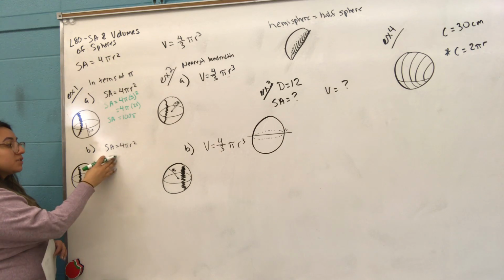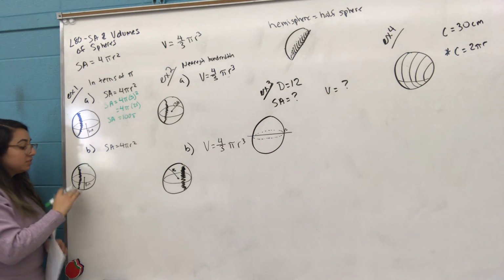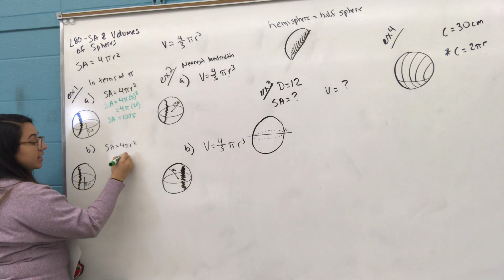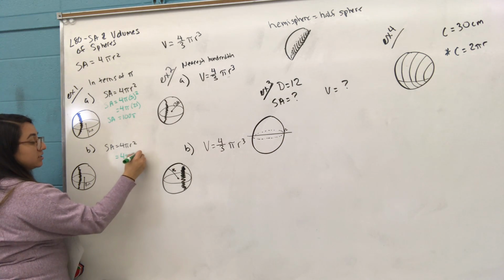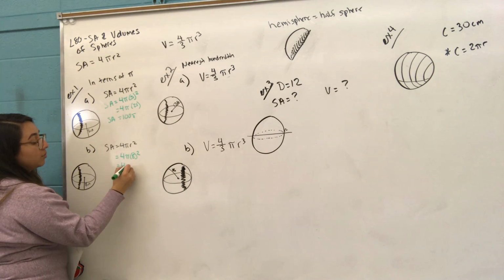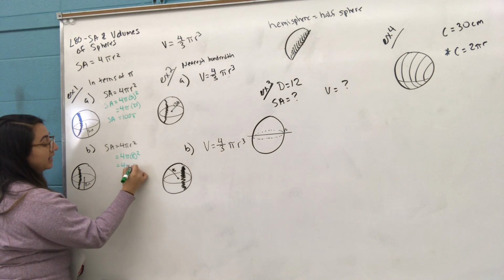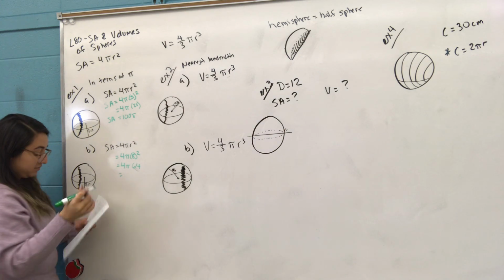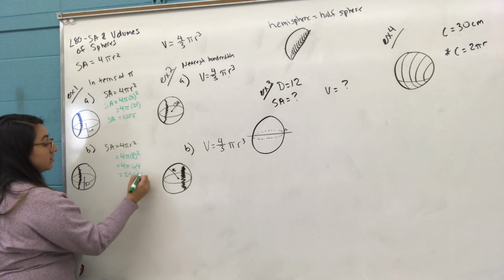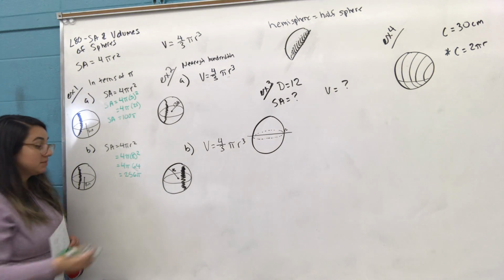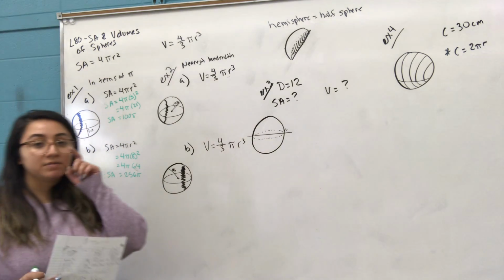Next one, surface area. We have to find out this shape here, in terms of pi again. The radius is 8. So we just go ahead and plug it in. So 4 times pi times 8 squared. 4 times pi, 8 squared is 16. Oh, sorry, 64. And then 64 times 4 is 256. And then don't forget the pi. They want it in terms of pi. That would be your surface area. Very simple. Again, you only need the radius.